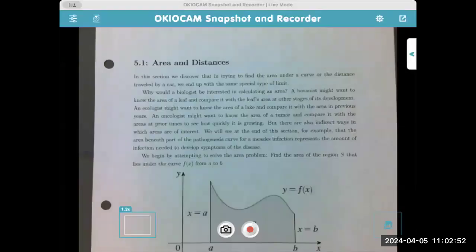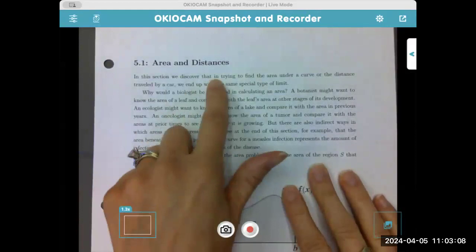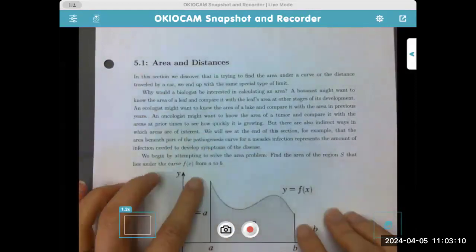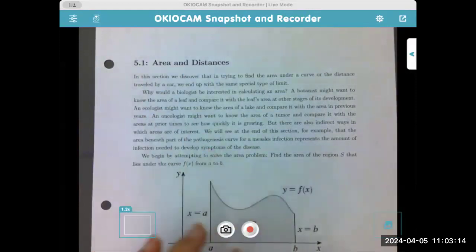Hi, everyone. So we have 5.1 today, area and distances. Last class, we talked about how we have antiderivatives, which undo a derivative. Well, now we're going to learn that an integral can also find areas and distances, meaning areas under a curve. So we're just elaborating on why we care about integrals. Here we go. 5.1, area and distances.